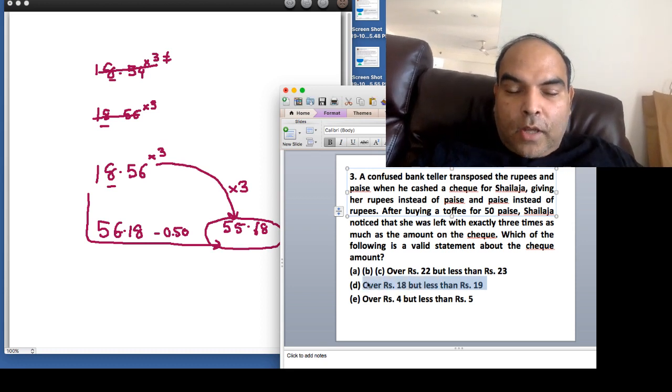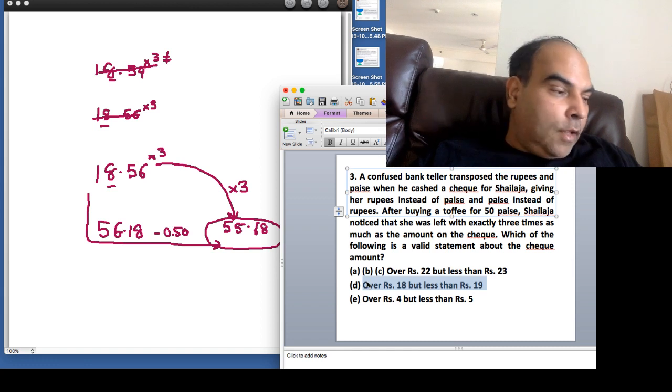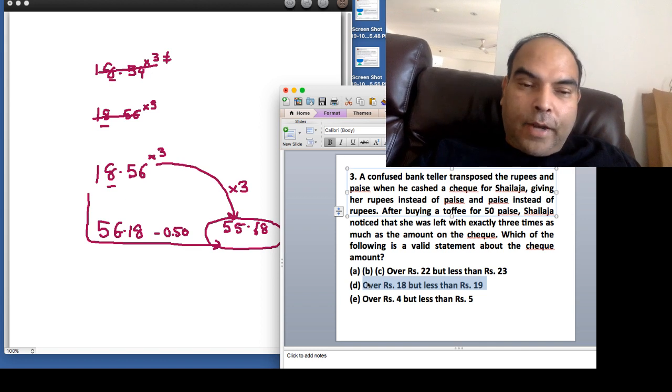Remember, this question did not ask you the exact check amount because they gave you the exact check amount as 18.56 as one of the options. It would be very easy for you to trace that.